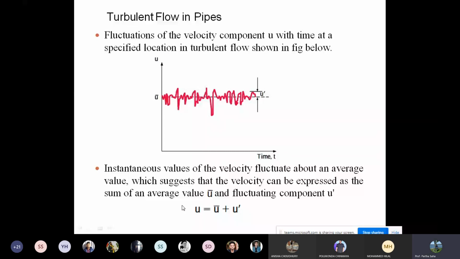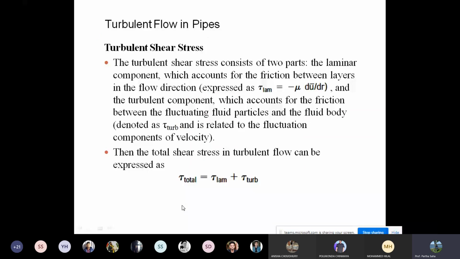Now, turbulent flow is always associated with some sort of shear stress. Obviously, when you talk about laminar flow, we have already seen that laminar flow is also associated with shear stress. Due to the shear stress at the wall, there is a pressure drop, and this pressure force and the shear force balance each other. So the same phenomenon occurs when the flow is turbulent in nature.